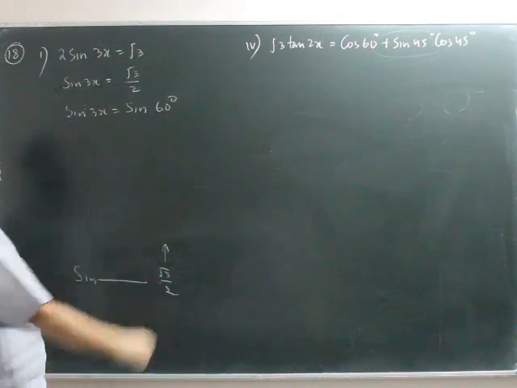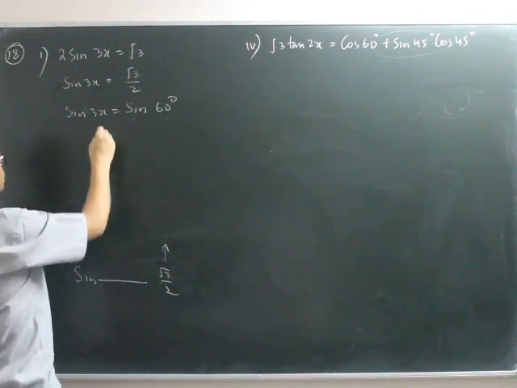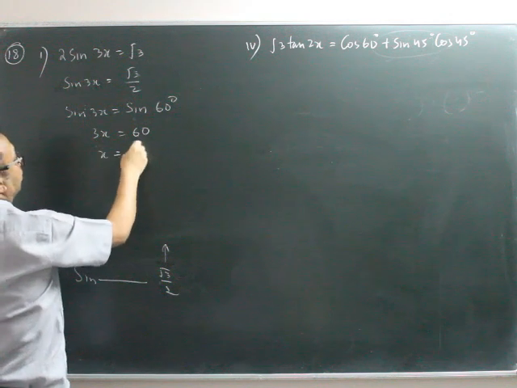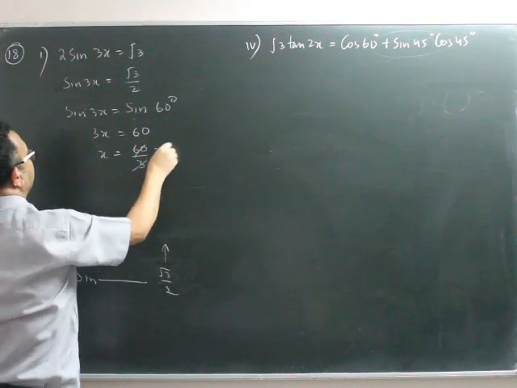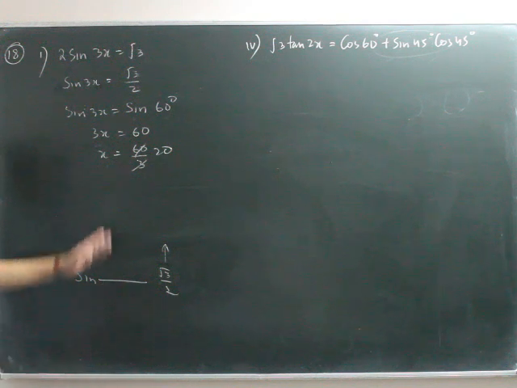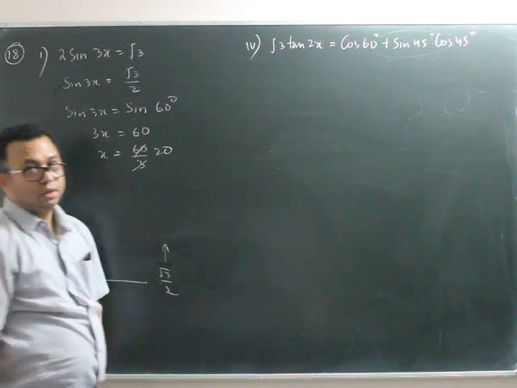So now we'll cancel sine on both sides. Then 3x equal to 60. So x equal to, as 3 is multiplying, we'll go and divide 60 by 3. So there you are, x value is 20. Simple. This is how we find the value of x. Same thing we'll do there.